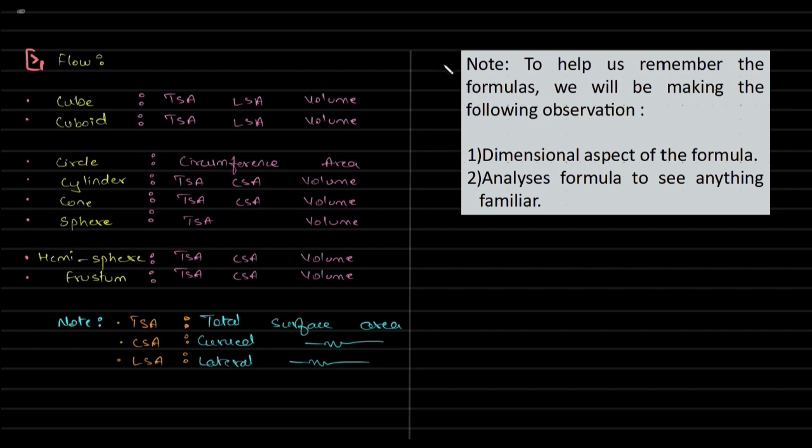Now, there are a few aspects that will help us to remember the formulas and understand them better. That is your dimensional aspect. So what is this dimensional aspect? We'll understand it in the next slide, and analyze the formula to see if anything looks familiar. We'll make use of this to remember and understand a formula better. To help us remember the formulas, we will be making the following observations. One is the dimensional aspect of the formula, and another is analyzing the formula to see if anything is familiar. This will be clear as and when we start doing the formulas of all of these structures.